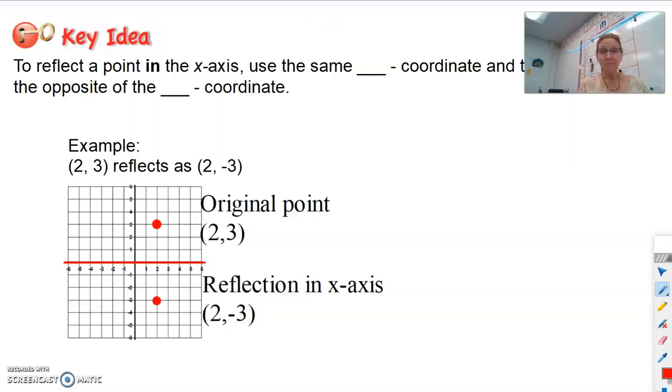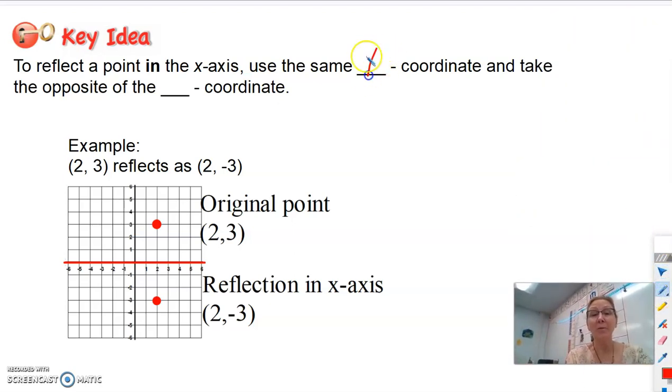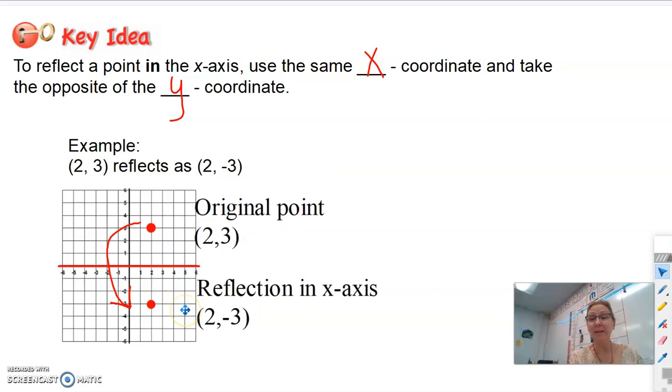Okay, so to reflect a point in the x-axis, you're going to use the same x-coordinate, and you're going to take the opposite of the y. And the way I think about it is, if my original point is (2, 3), it's like it's skipping across this line, or it's jumping over this little line of reflection that I have here. And so if it's above the line, the reflection in the x-axis will be below the line. And then I want you to notice that the y value went from positive to negative.